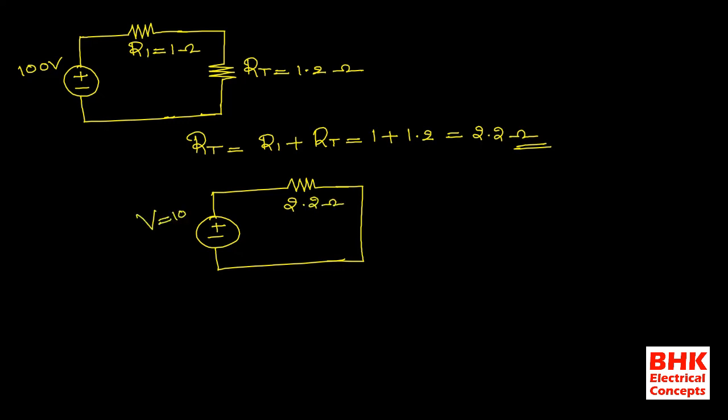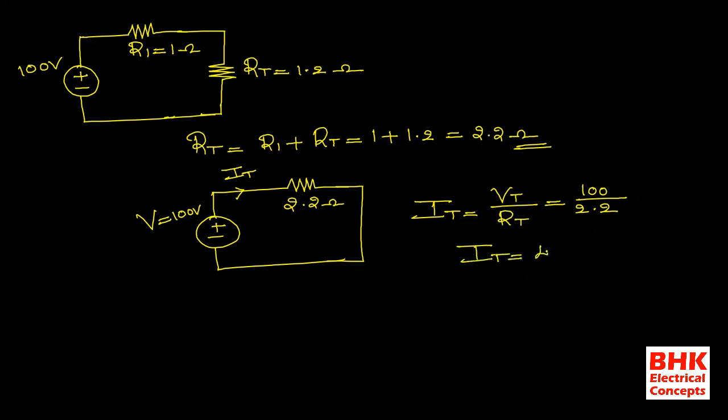Now we know that V is equal to 100 volts. Now we need to find the total current IT. So total current is equal to total voltage divided by total resistance. That is equal to 100 divided by 2.2. If you simplify like this, then you will get the value of total current IT is equal to 45.5 amperes.